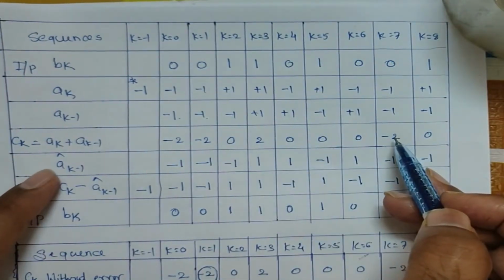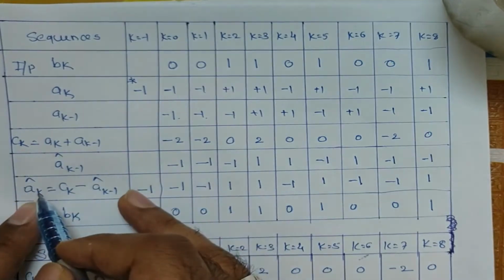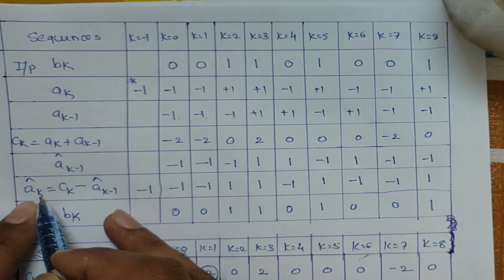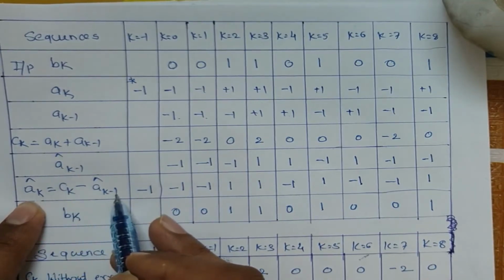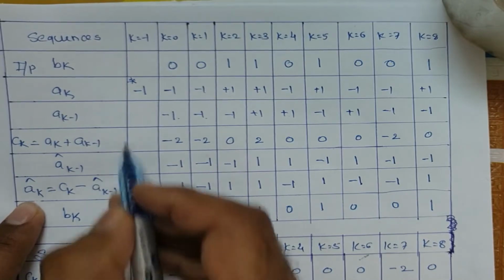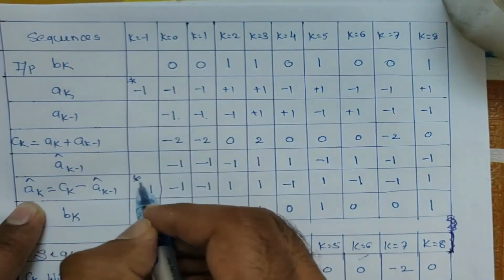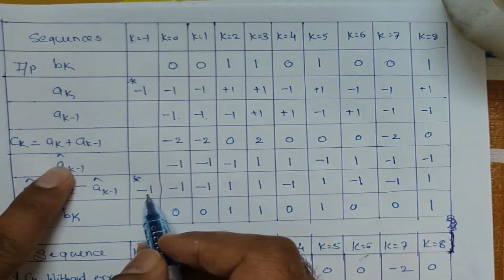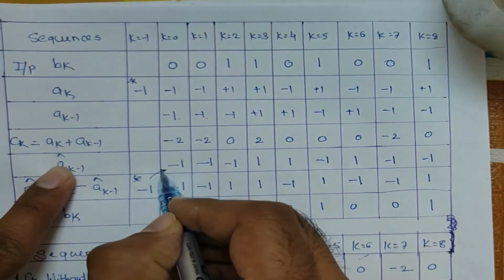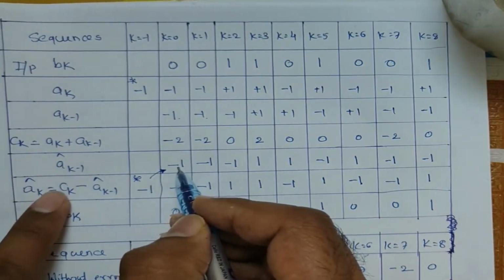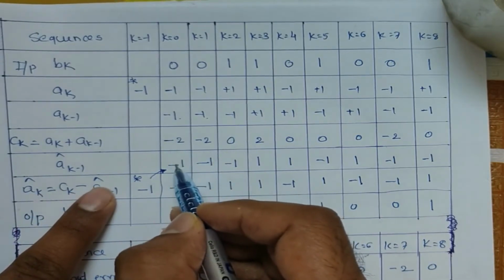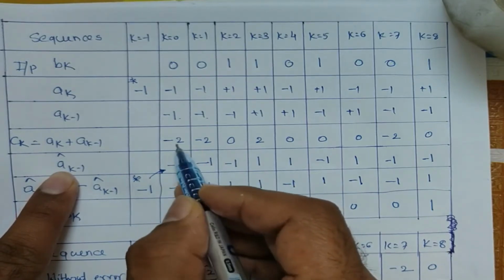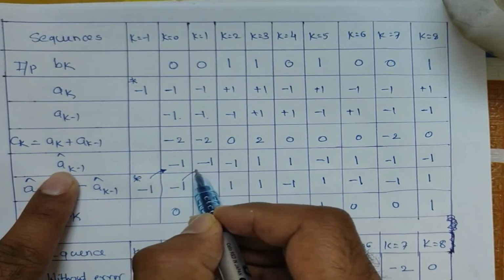The next step is to write these two values, a_k cap -1 and a_k cap. First of all we can write a_k cap. What is the value of a_k cap? It is c_k minus a_{k-1} cap. Whatever value we considered, -1, the same value we have to consider here at the receiver side. So -1, and this is the delayed version. This -1 will be going here, and a_k cap is c_k minus a_k cap -1. So -2 minus -1 means -2 plus 1, which is -1. Now this -1 will be going here.